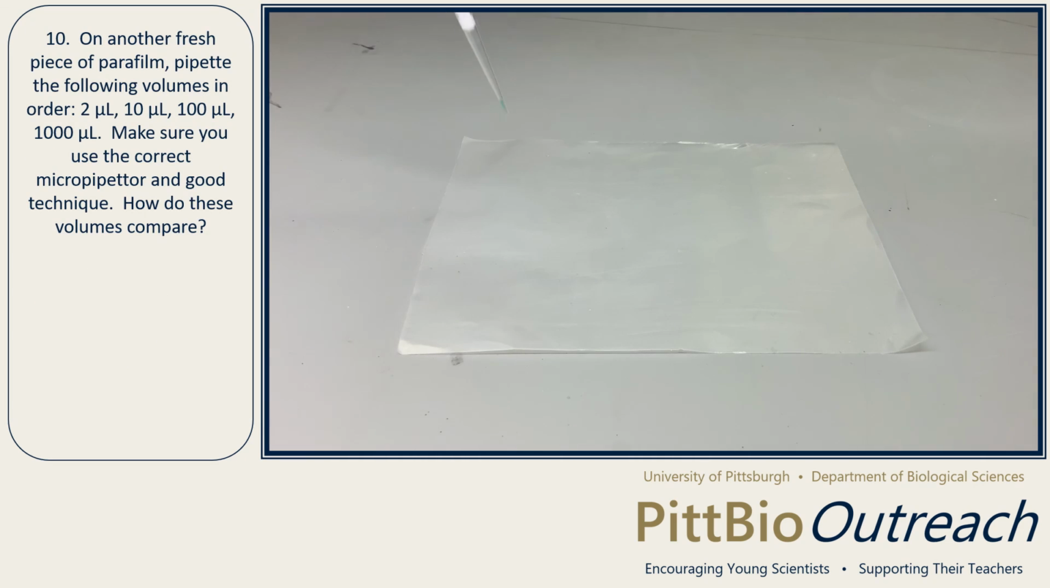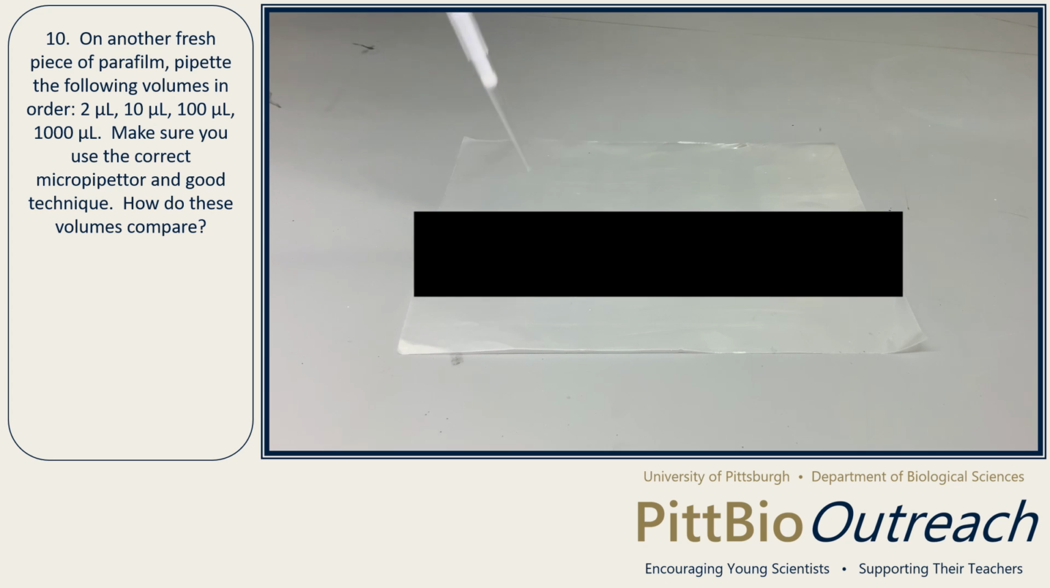Step 10. On another fresh piece of parafilm, pipette the following volumes in order: 2 microliters, 10 microliters, 100 microliters, 1000 microliters. Make sure you use the correct micropipetter and a good technique. How do these volumes compare?